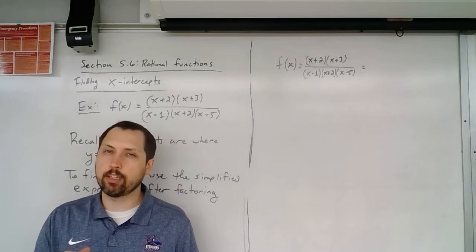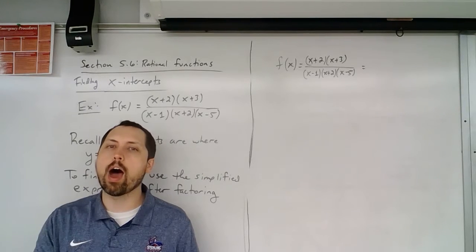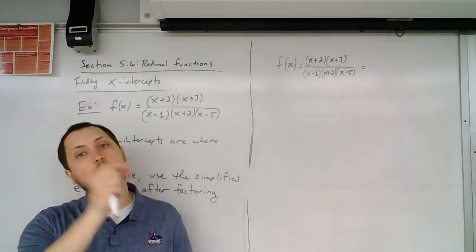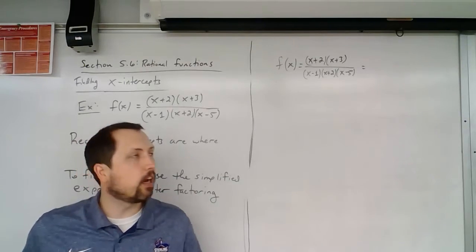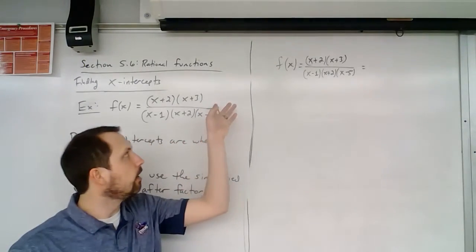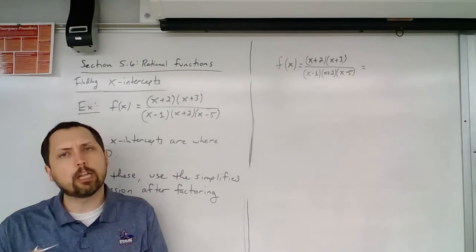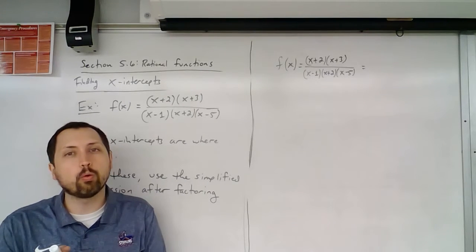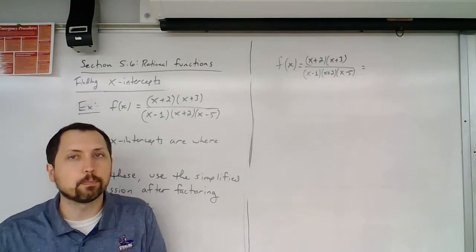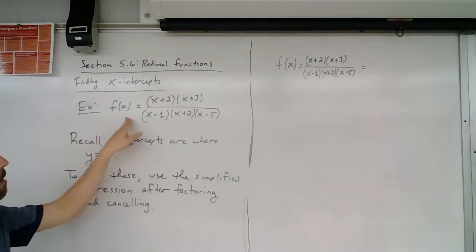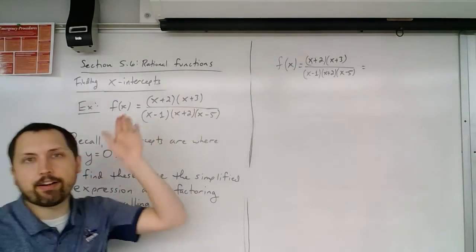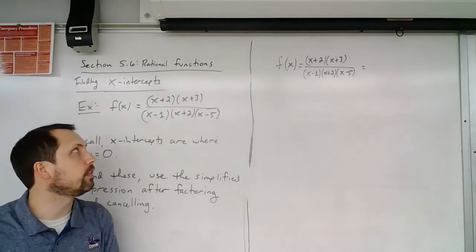X-intercepts get a little bit trickier because this is where we set y equal to 0. So we want to set our entire function equal to 0, but because it looks maybe a little crazier than you're used to seeing, this requires us to be a little bit careful, especially because holes might cause an issue. So if we take a look at this example, I give this to you already in factored form.